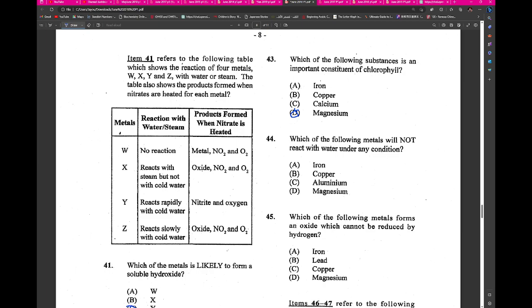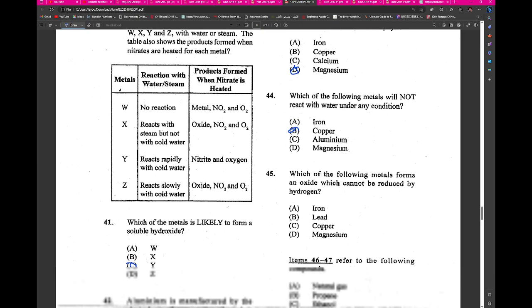Alright, under any condition it will not react with water. I think this would be copper. Which of the following metals forms an oxide which cannot be reduced by hydrogen? So looking at which one is really more reactive, I think this would be lead.